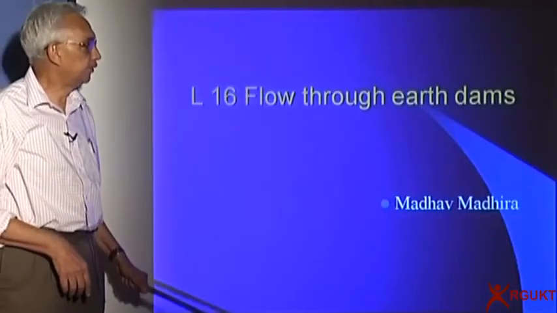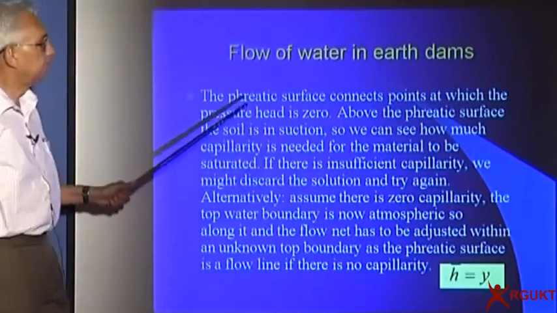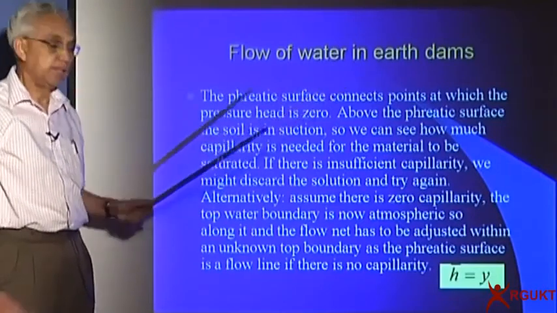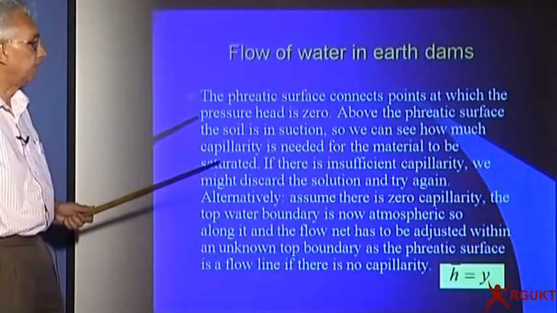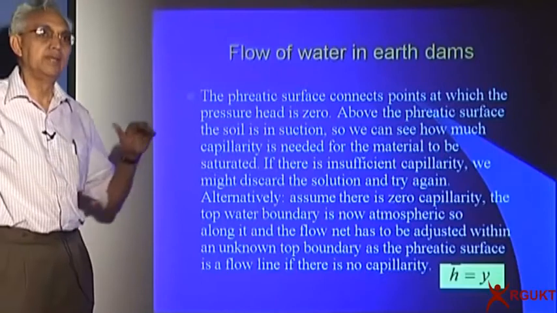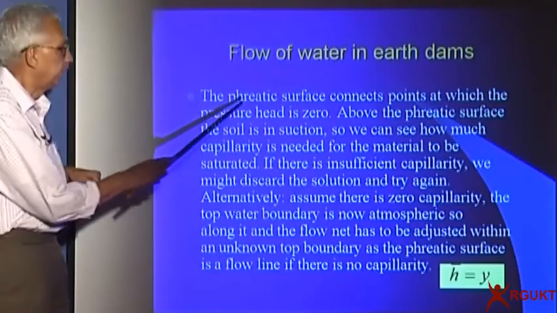The flow nets through earth dams. What we need is a phreatic surface. When you are talking of flow through earth dams, the top flow line is not defined. So what we say is, what is that line which is at the highest point, and we call that a phreatic surface.